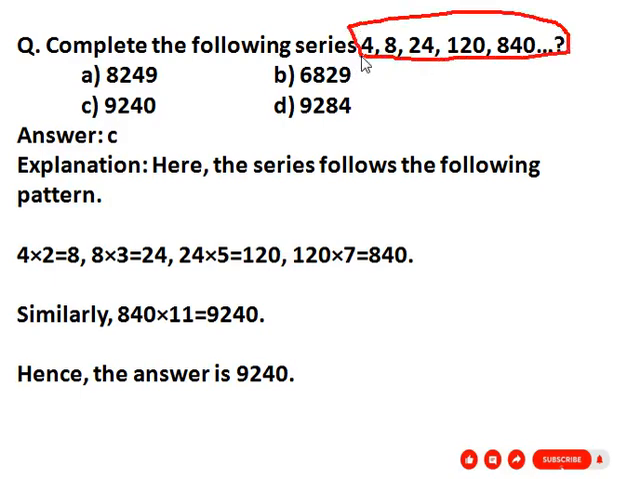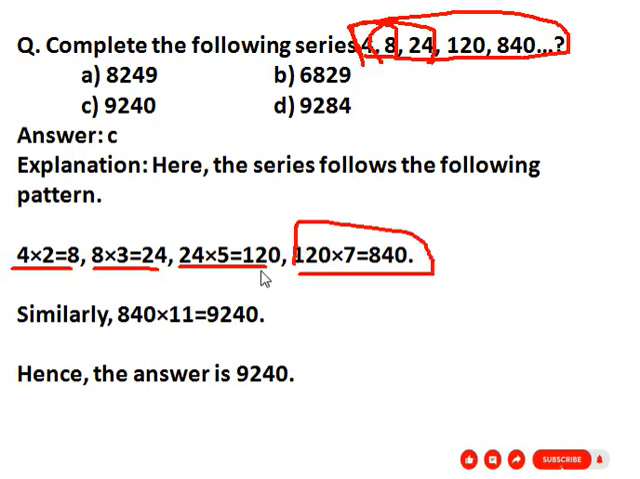So which pattern? See the first two numbers 4 and 8. 4 into 2, 8. Then second two numbers 8 and 24. 8 into 3, 24. Then 24 into 5, 120. Then 120 into 7, 840. Here increases the prime numbers. First prime number 2, then 3, then 5, then 7.